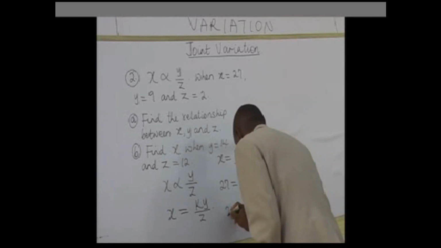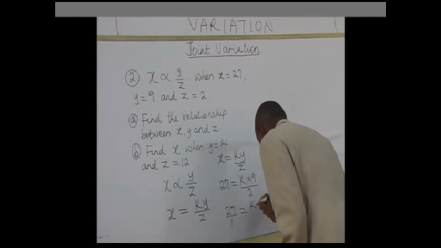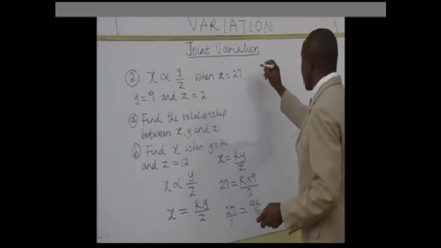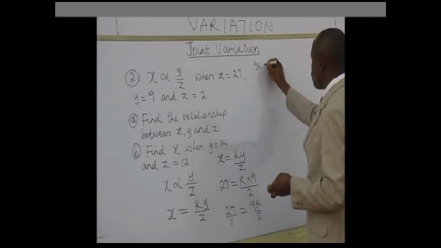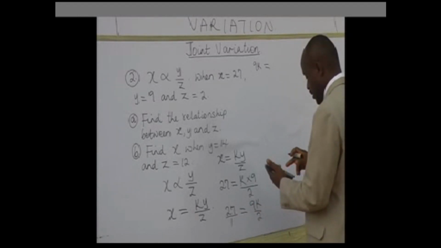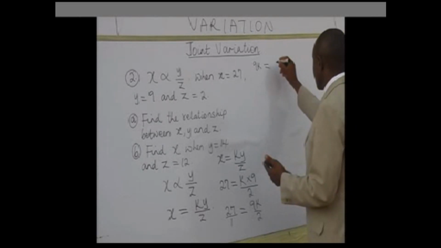So we're going to have 27 all over 1 is equal to 9k. K times 9 will give you 9k all over 2. You can cross multiply here. 1 times 9k will give you 9k, and it's going to be equal to 2 times 27, giving us 54.